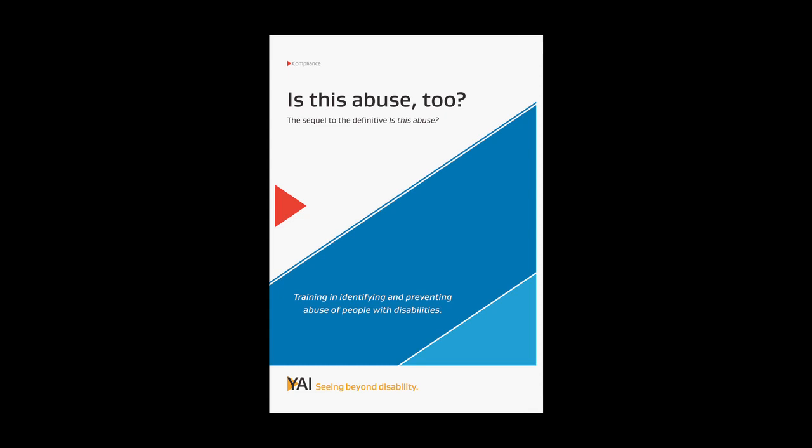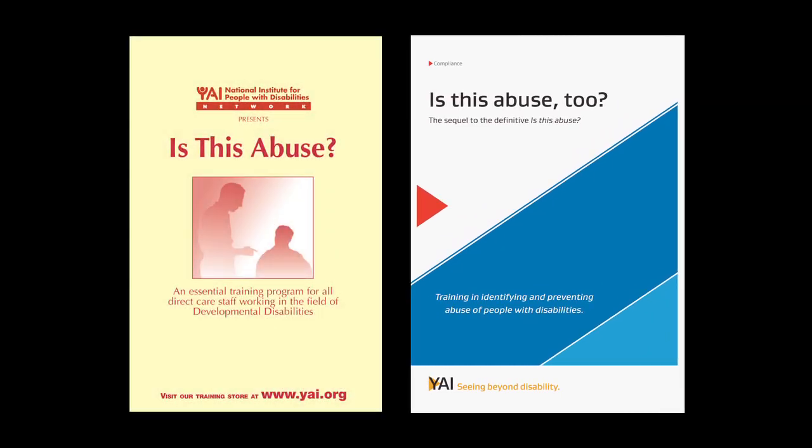A staff person, a family member, an individual with a developmental disability, a transportation driver, bus matron, or a member of the community may act in an abusive manner. Abuse can be subtle or obvious. Abuse must be reported. This DVD is a follow-up to Is This Abuse?